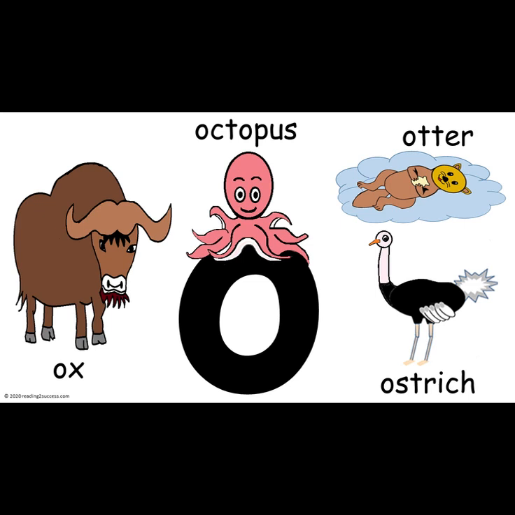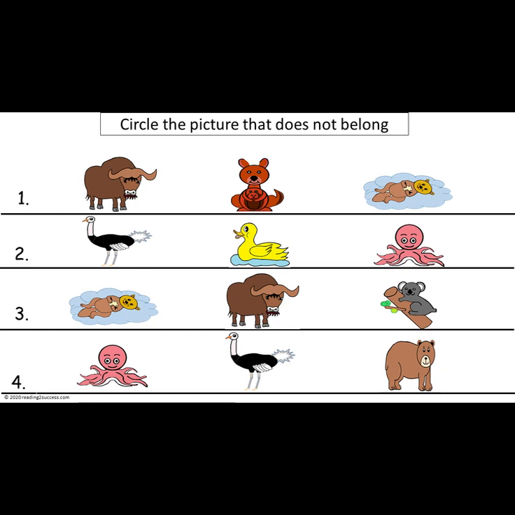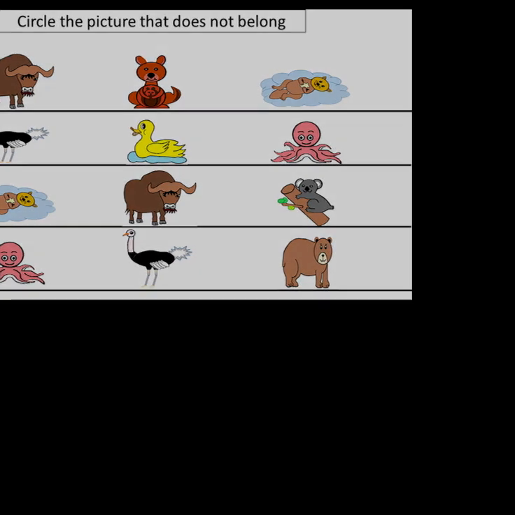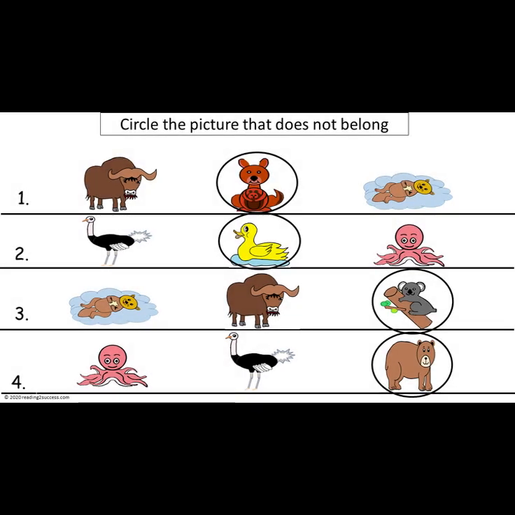Explain to kids that octopus has three friends that also start with the ah sound: otter, ostrich, and ox. Have kids circle the picture that does not belong, the picture that does not start with the ah sound. In our first row, we have ox, kangaroo, otter. Then we have ostrich, duck, octopus. Then we have otter, ox, koala. And then in the fourth row, we have octopus, ostrich, bear. And the answers are kangaroo, duck, koala, and bear.